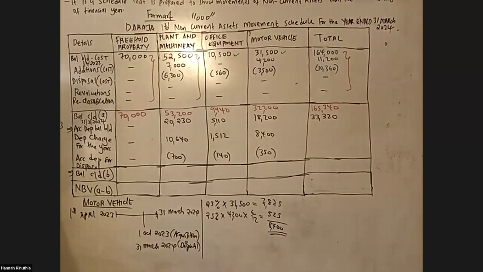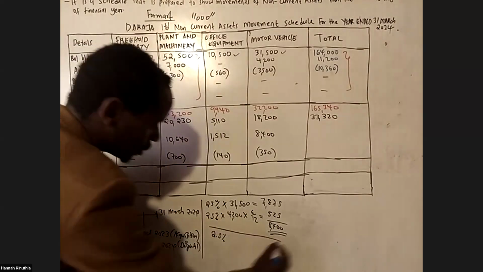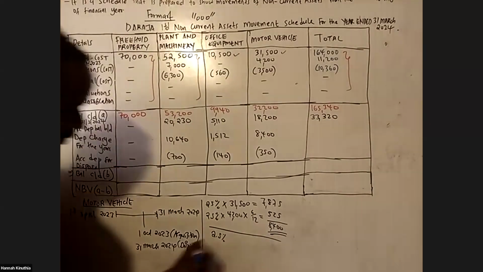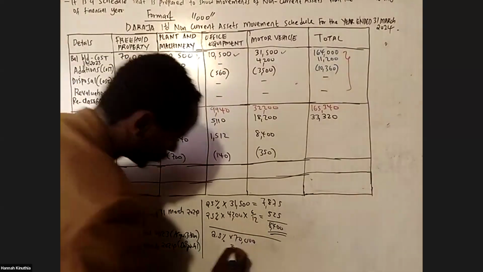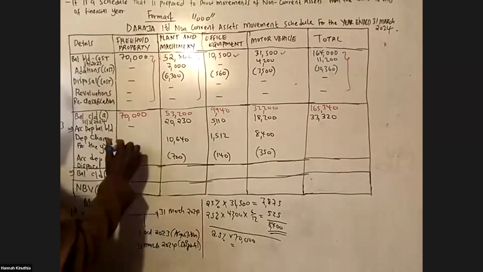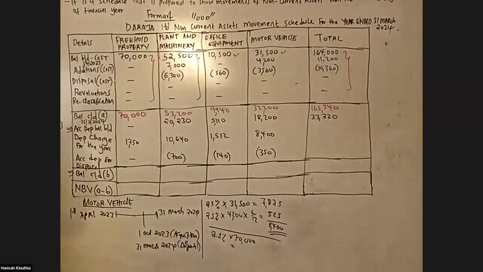So alisema as from which date? So 2.5%. So this one is for the freehold. For the freehold, 2.5% as from 1st April 2023. So they said to depreciate that one, so 70,000. So itakuwa ni 2.5 over 100 times 70,000. So 1750. So there was no disposal for that one. So that one inakuwa hivyo.